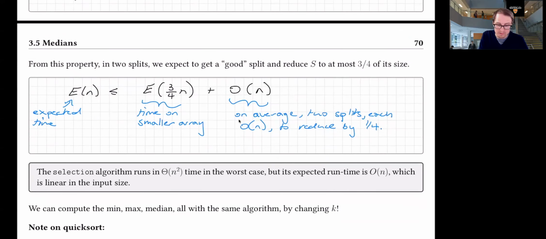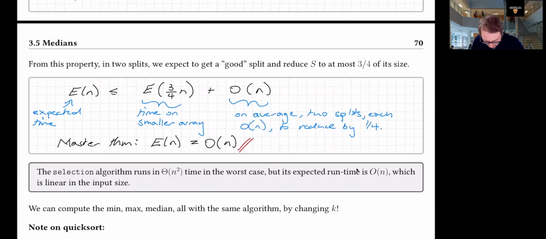Now, if we solve this recursion from the master theorem, we actually get big O of n. And so the selection algorithm runs in n squared time in the worst case, but its expected time is big O of n, which is linear in the input size.